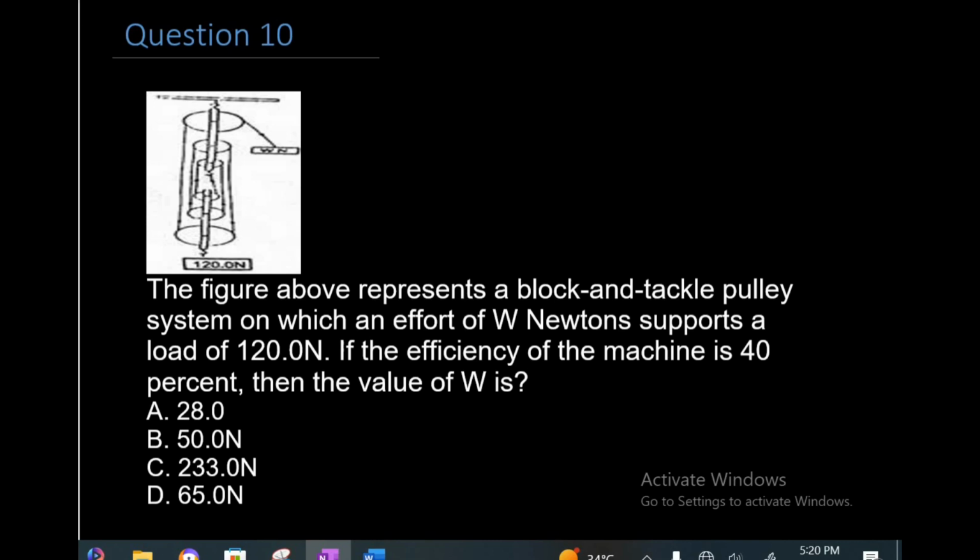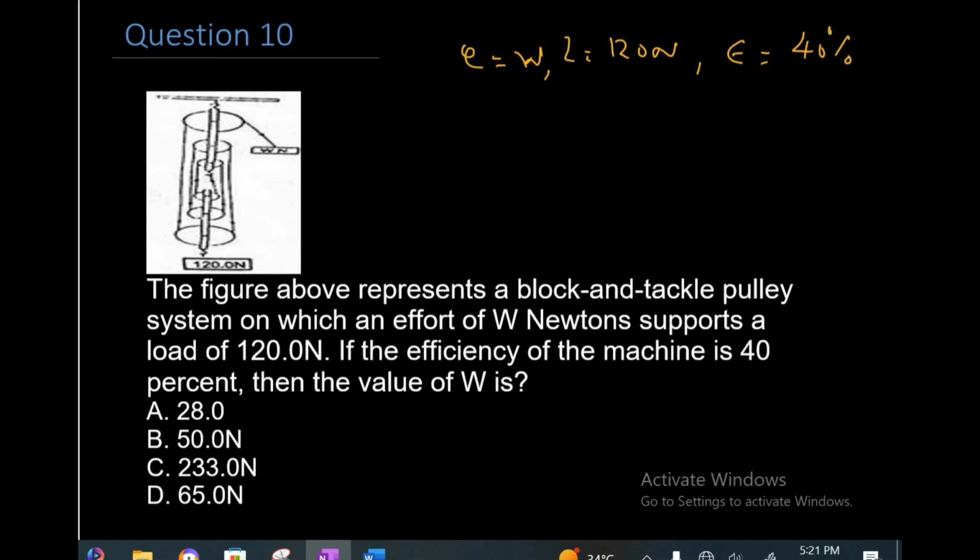Alright, so let's have the data we're given here. We're asked to find the effort, and our effort is represented by W here. So E is equal to W. And then we are given the load to be 120 newtons. We're given efficiency to be equal to 40%.